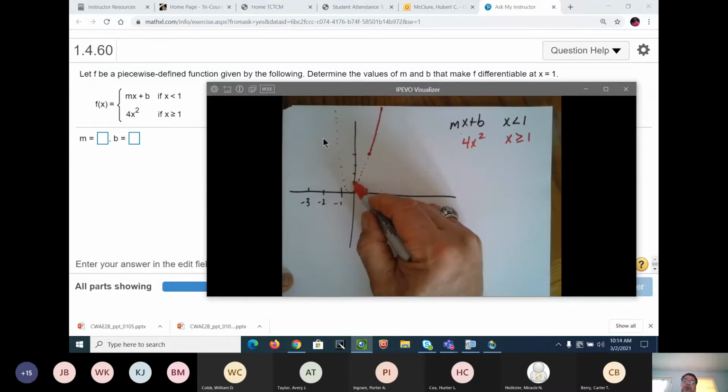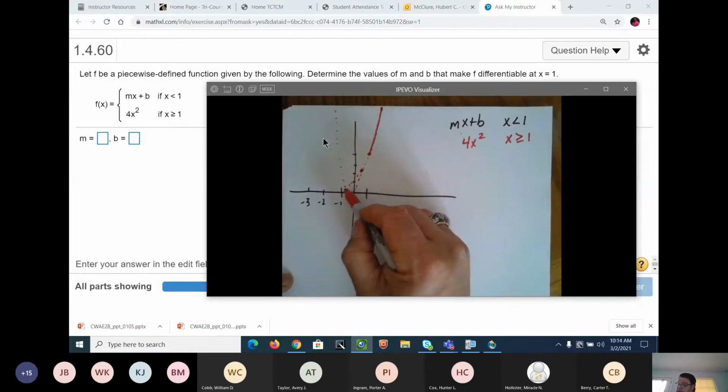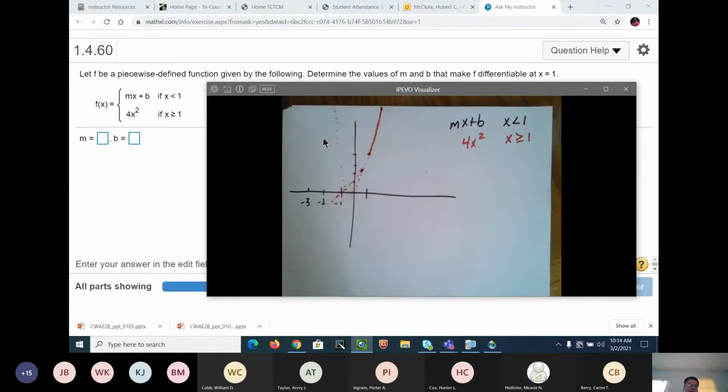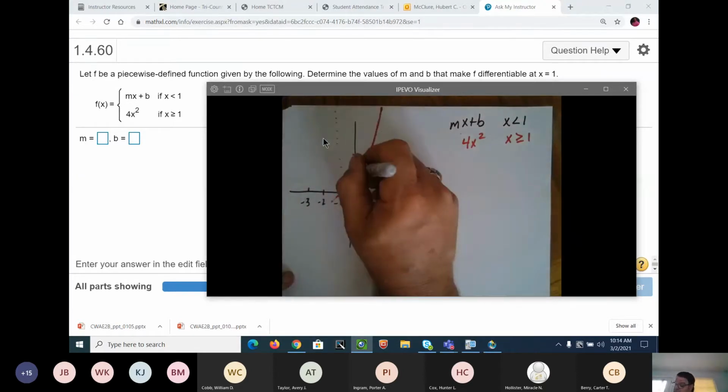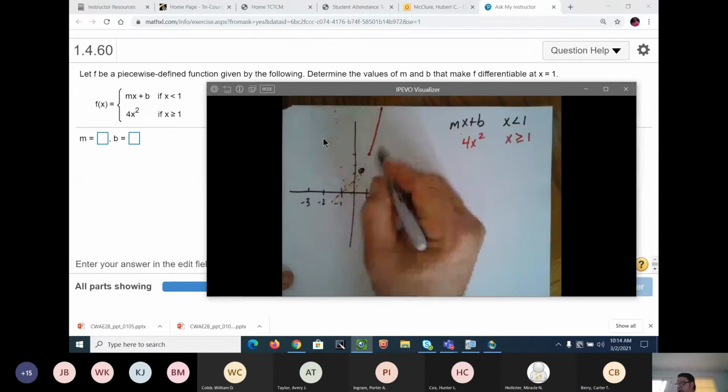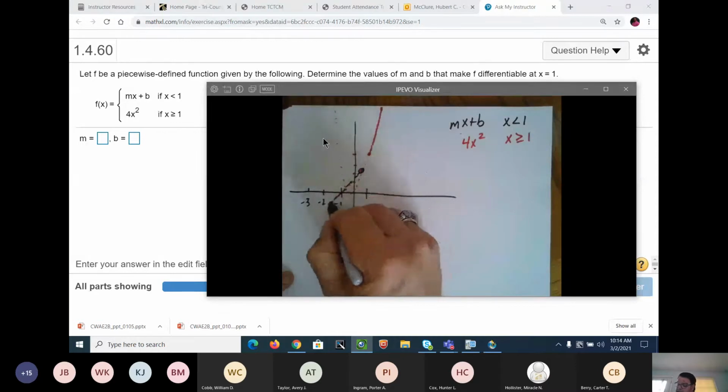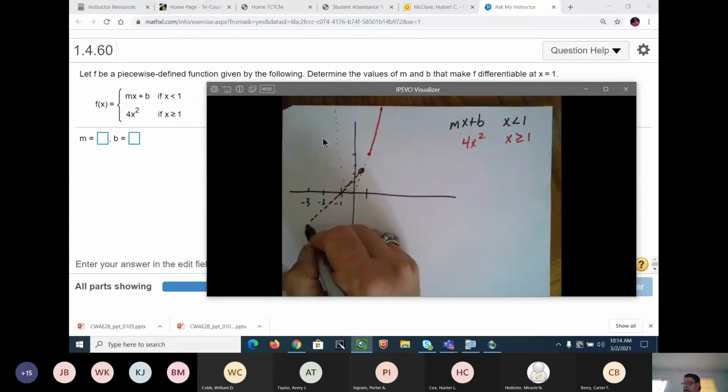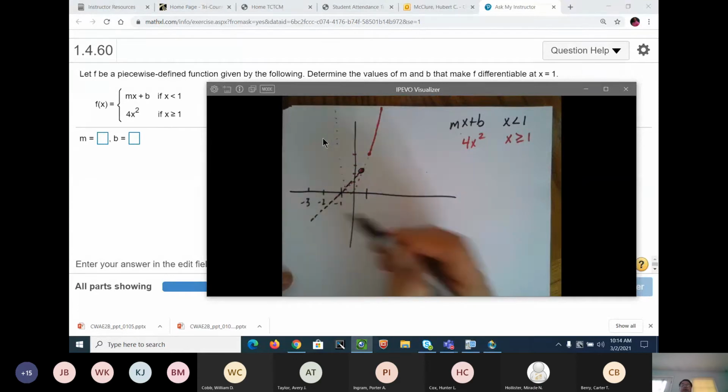We can't use 1 here, but we know that it's going up here. I'm just going to draw a point right there, open circle, and then just draw a line like this in black. And I'm going to leave that circle open because I can't use 1. And we know y is equal to mx plus b is a line that looks like that. Now, determine the values of m and b that make f differentiable at x equals 1.